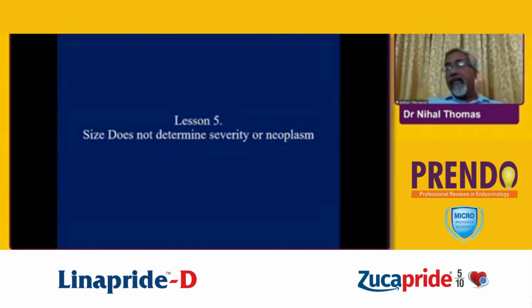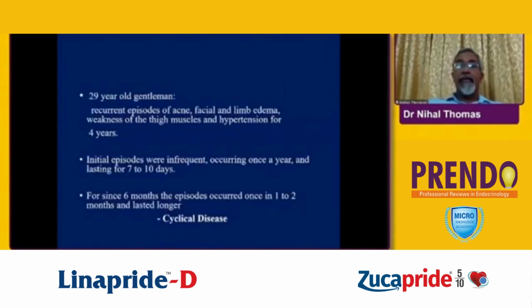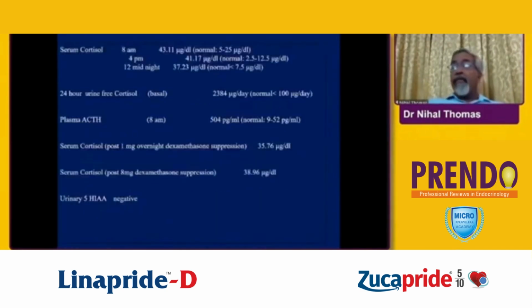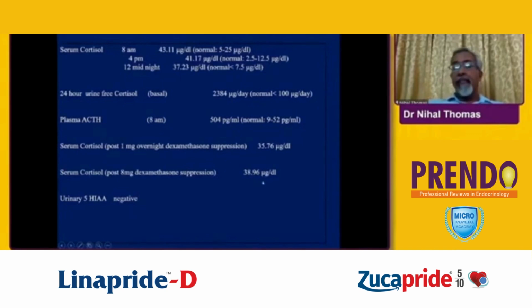The next lesson is size does not determine the severity of a neoplasm. A 29-year-old gentleman with recurrent episodes of acne and muscle weakness, hypertension for 4 years before he came to us. He was given diuretics elsewhere, all kinds of treatments were given, even had a workup for Cushing's before he came to us, which was negative. Then, when we saw him, his cortisol levels were elevated. High UFC again, and ACTH levels which were extremely high.